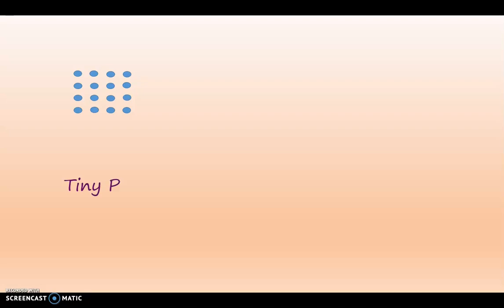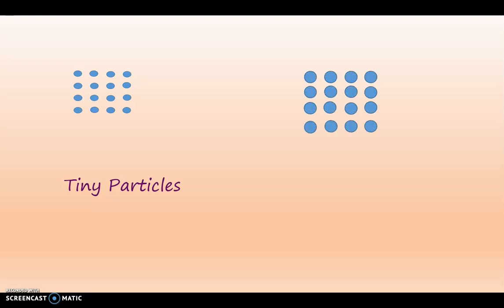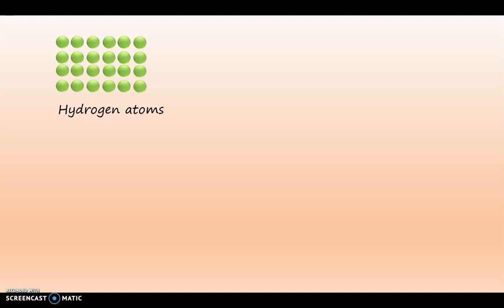Each element is composed of extremely small particles called atoms. All matter is made up of very tiny particles called atoms. These atoms are neither created nor destroyed in chemical reactions. All atoms of a given element are identical in mass and chemical properties.